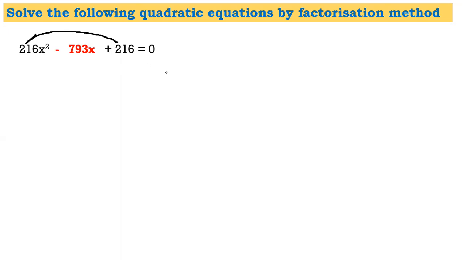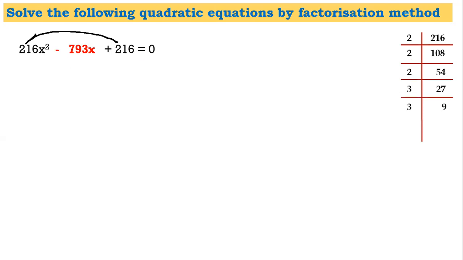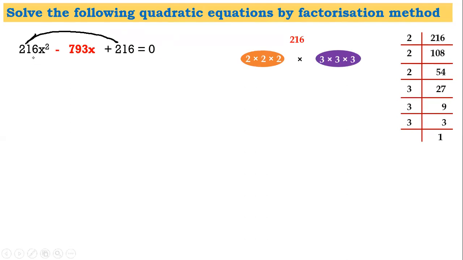So first I will factorize 216. 2 108s are 216, 2 54s are 108, 2 27s are 54, 3 9s are 27, 3 3s are 9, 3 1s are 3. So when I factorize 216, what I get is 2 into 2 into 2, 3 into 3 into 3. Now there are two numbers involved, 216 into 216. Luckily the other number is also 216, so the factors would be the same. That is once again 2 into 2 into 2, 3 into 3 into 3.